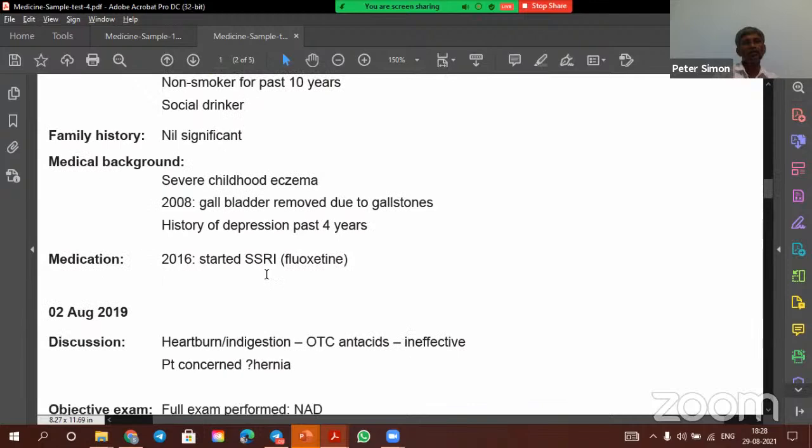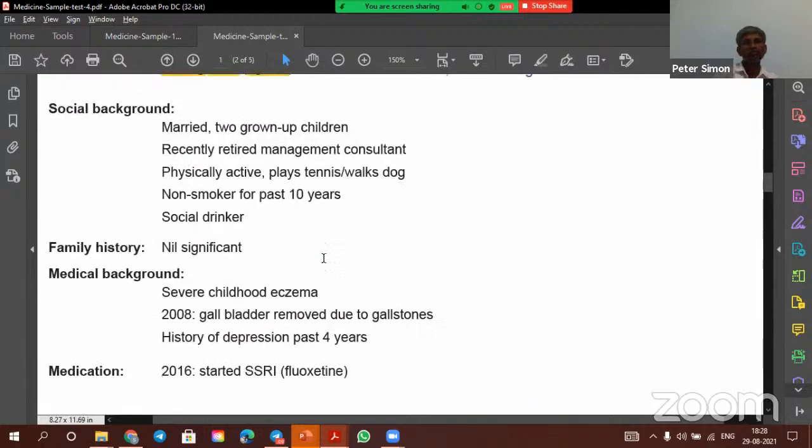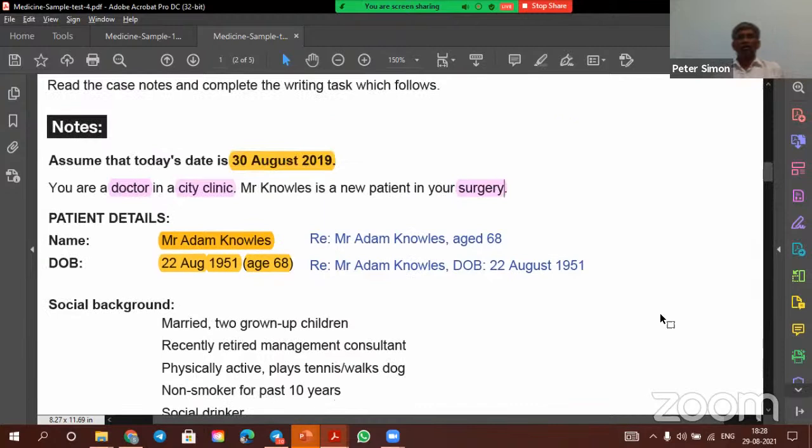Now let us see here. Next, surgery. Much information is not given here, only doctor is given. Surgery is given and city clinic is given. If you can get some information, you can write. If the name of the hospital is given, then you can write it. If it is not given, leave it. So yours faithfully, doctor.